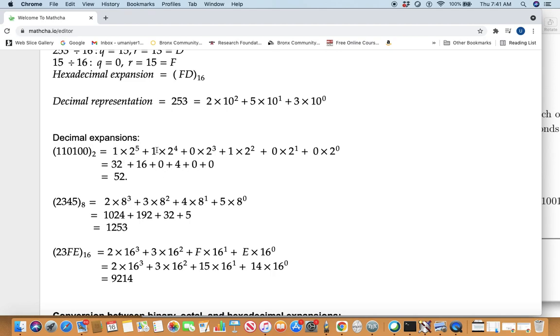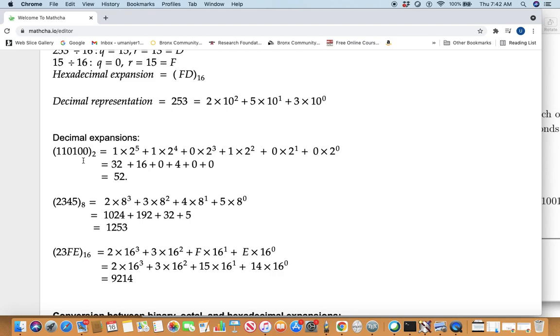1 times 32. 2 to the power 4 is 16. 1 times 16. 0 times anything. 1 times 2 to the power 2 is 4. 0 times anything is 0. 0 times anything is 0. Adding all of them, it's 52. So that is the decimal representation of this number in base 2.